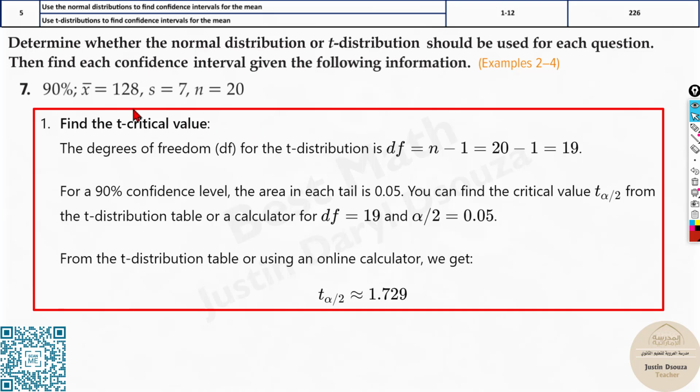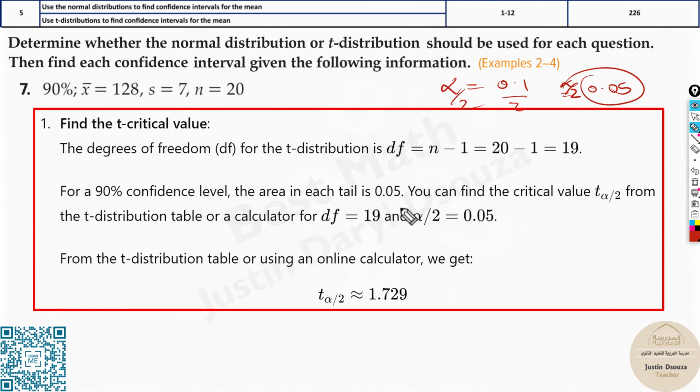And then what is alpha? Alpha is given by the confidence interval. Now, if it's 90%, that means it's 0.9. So what is the alpha value? It'll be 0.1 here, and divide this by 2, it'll be 0.05. So that will be the alpha by 2 value.